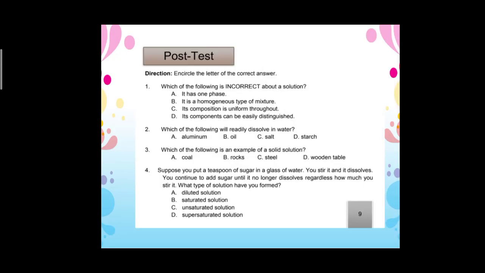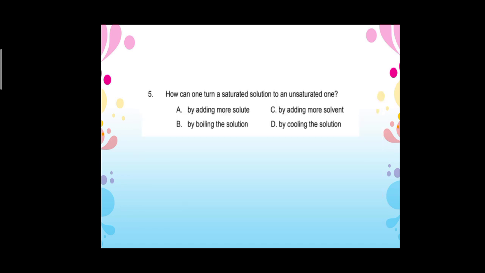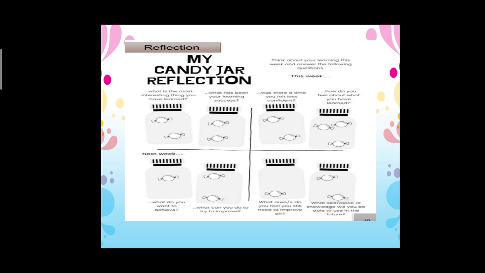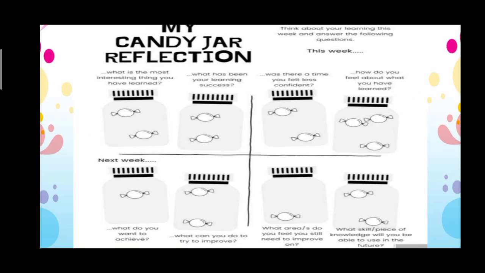Okay, and then you will also answer the post test that is 1 to 5. So, just write the letter of the correct answer. That is multiple choice, 1 to 5. Then, once you're done, okay, you will answer my candy jar reflection. So, susulat nyo lang po dito, what is the most interesting thing you have learned? What has been your learning success? Was there a time you felt less confident? And how do you feel about what you have learned?